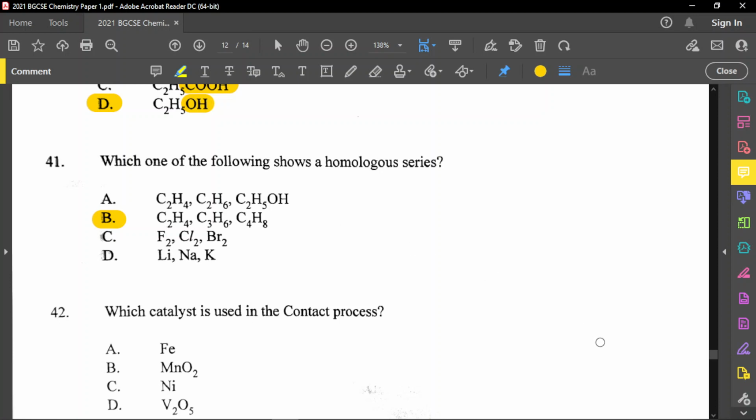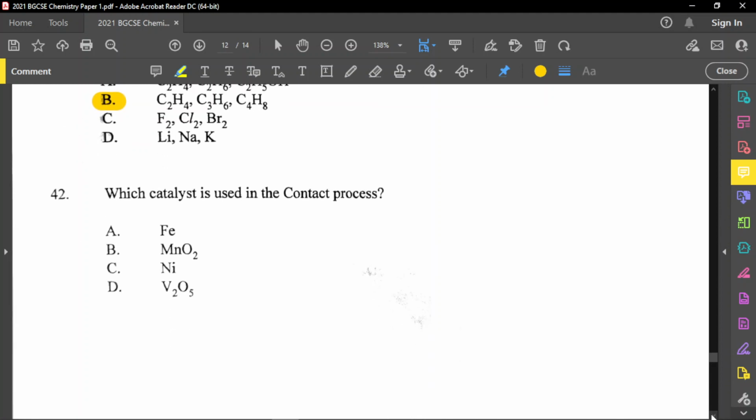All right, so 42, it said which catalyst is used in the contact process? And in the contact process, what we use here is vanadium pentoxide. And so D is our option here. And just to make a note that vanadium pentoxide is used to oxidize sulfur dioxide to form sulfur trioxide.